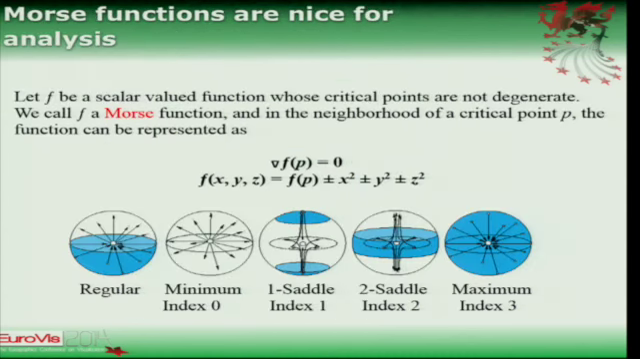So, just to recap, since this is the third talk in a topology session, I probably don't have to go into Morse functions too much, but all right, here we go. If f is a scalar valued function whose critical points are non-degenerate, that is the Hessian matrix is non-singular, then we call f a Morse function, and in the neighborhood of a critical point, the function has this nice representation.